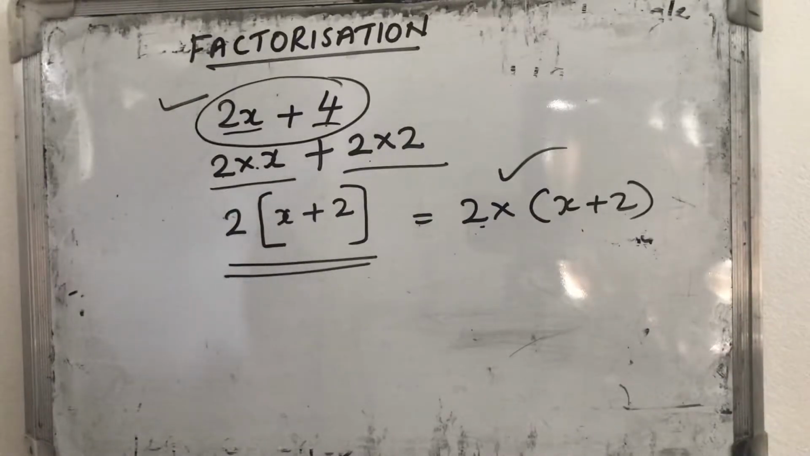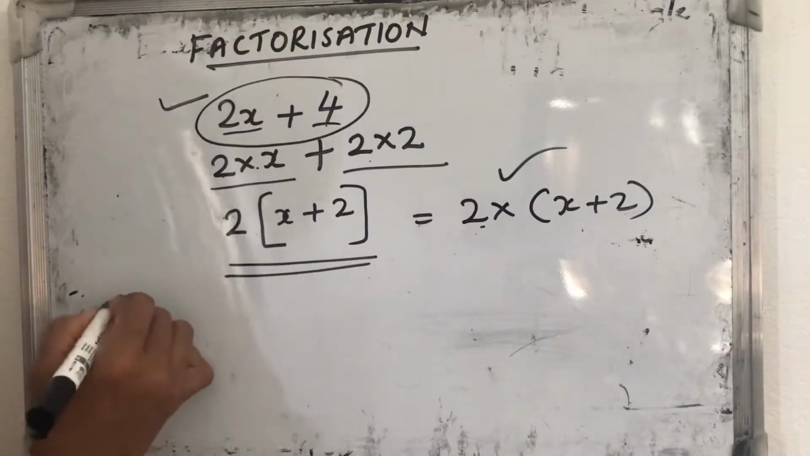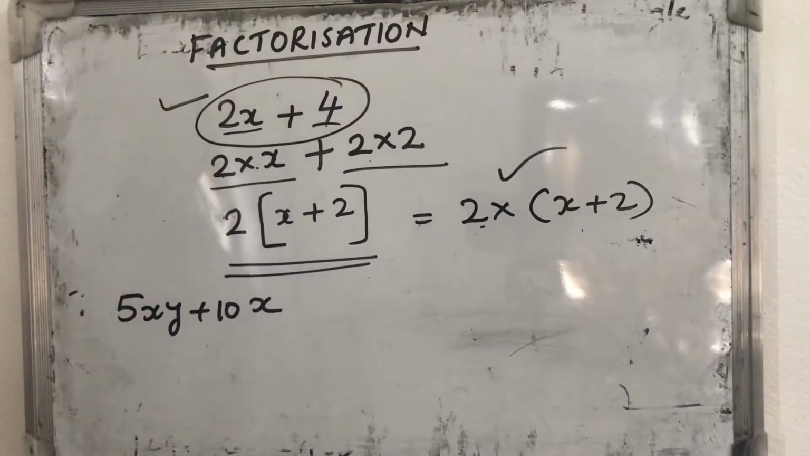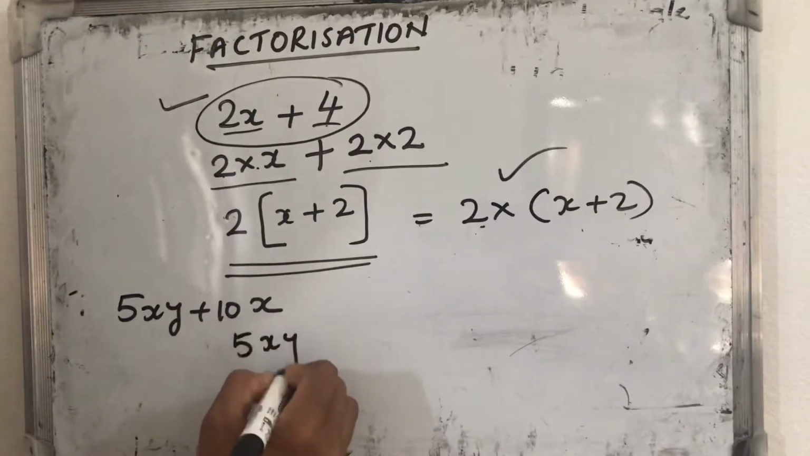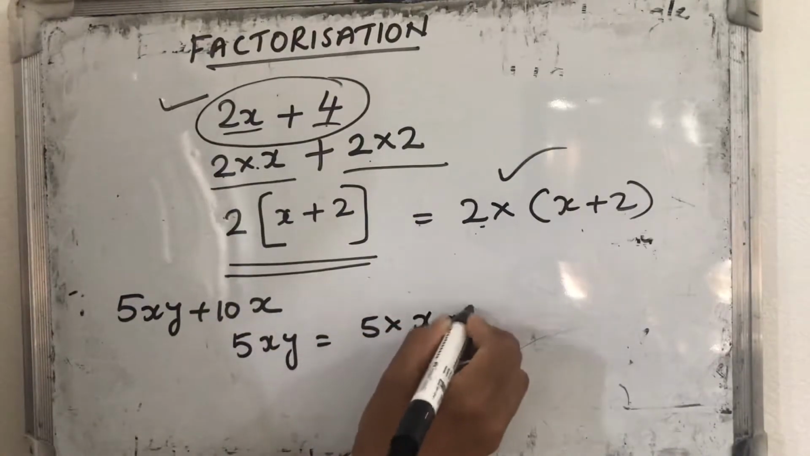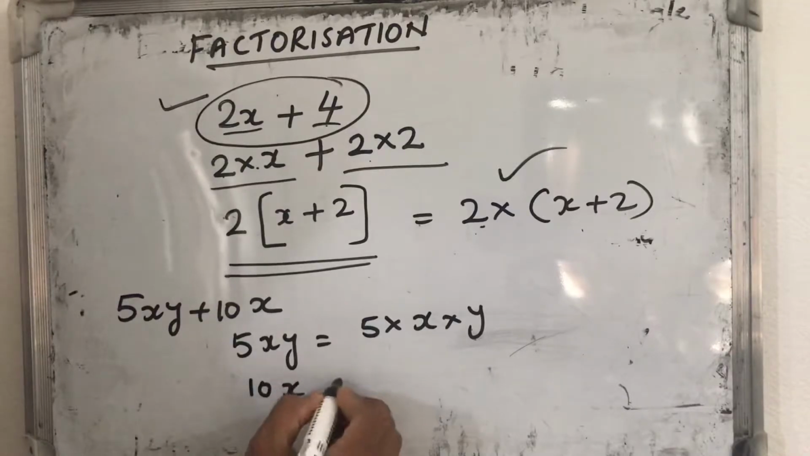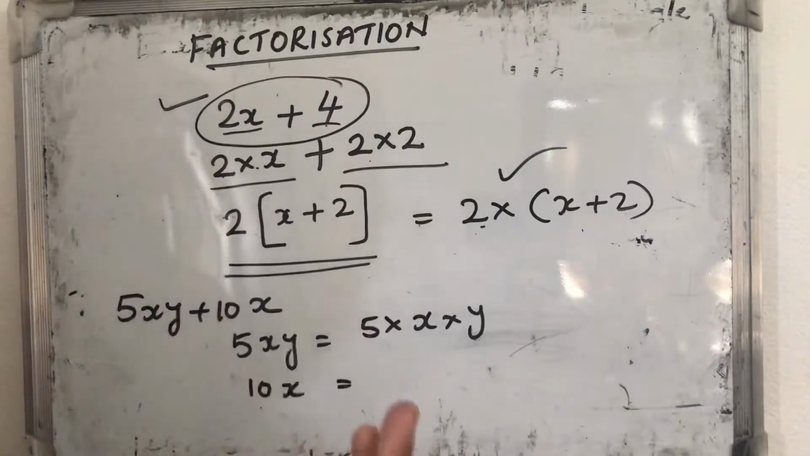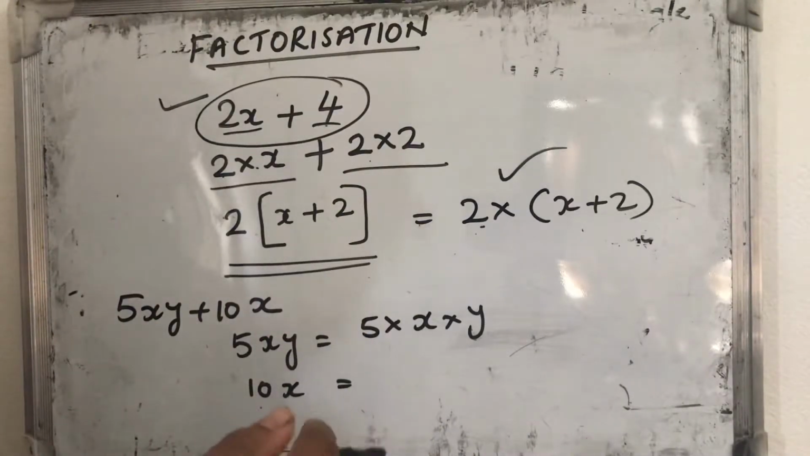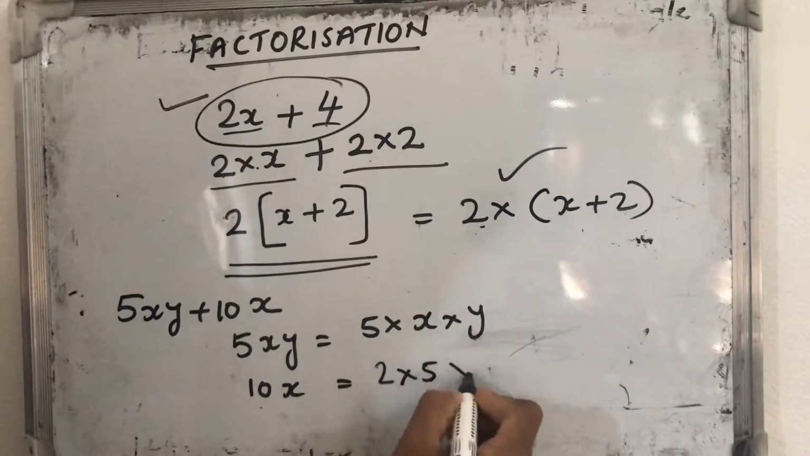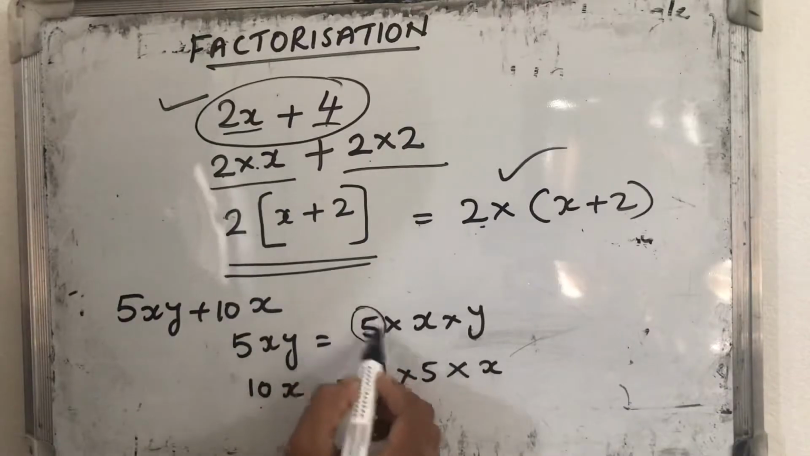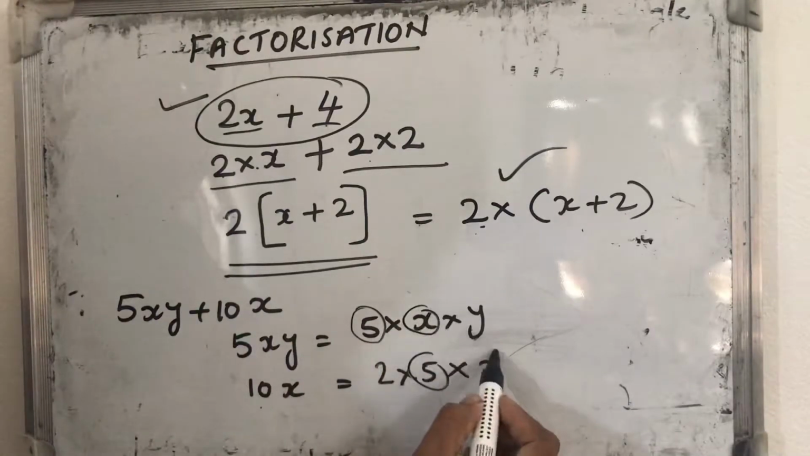Now consider another expression, 5xy plus 10x. How can we factorize this? 5xy we can write as 5 into x into y. Just like that, 10x: there are two terms here. The number 10 we can write as the product of 2 into 5, so 2 into 5 into x. In these two terms, which is common? 5 is common, both terms have 5, and x is also common.